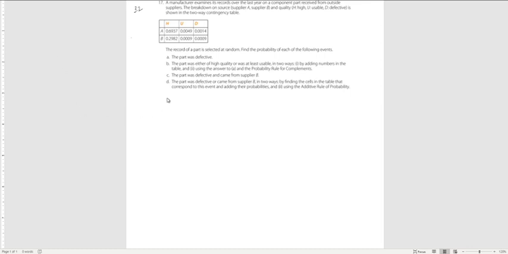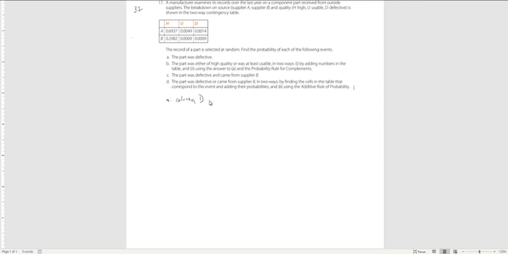Find the probability of each of the following events. Okay, so that a part was defective. So in this case, I'm going to say anything in column D, because that's the defective column. So we're looking at all the potential outcomes in D.